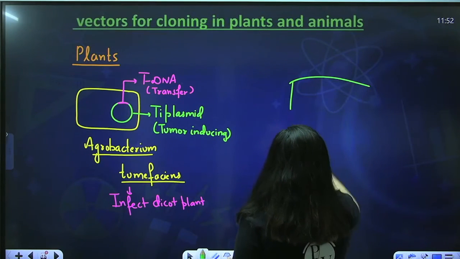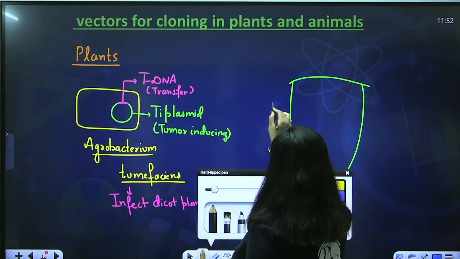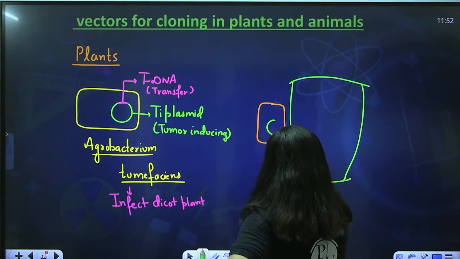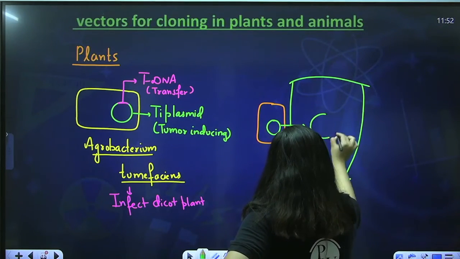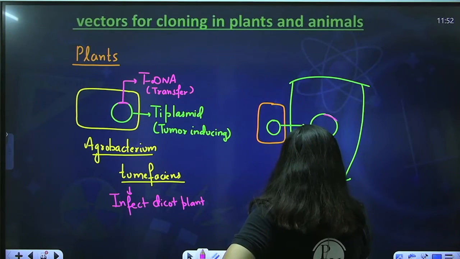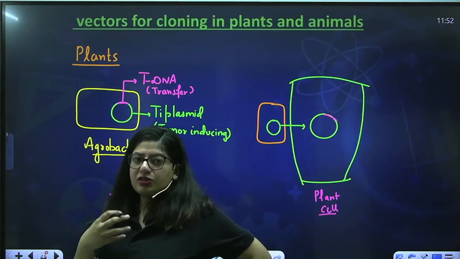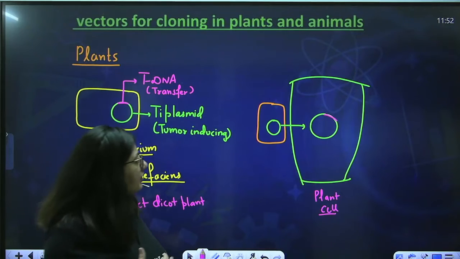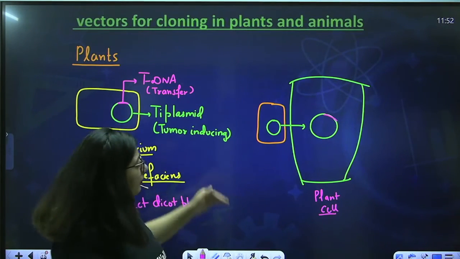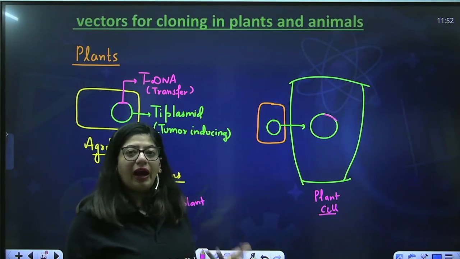Imagine this is a plant cell. This is a bacterium. This Ti plasmid can easily go inside the plant cell. So that's the property of transformation. By this property, the scientists were very glad to see that there are some bacteria which can naturally do transformation. They are sending a piece of DNA inside the plant cell, right? But they are sending it for a bad purpose.